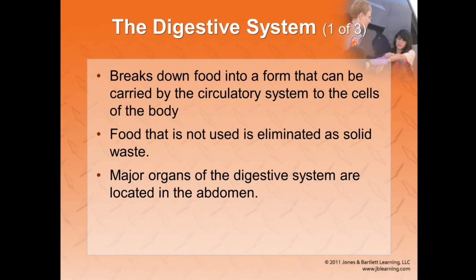Now, the digestive system digests food and breaks it down into a form that can be carried by the circulatory system to the cells of the body. The circulatory system, again, is the heart, the lungs, and the arteries. Food that is not used is eliminated.